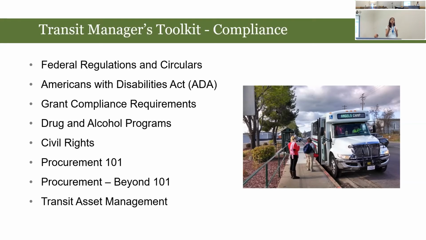So the procurement, if you were in the session yesterday about procurement, it has the thresholds. It breaks down what are the different procurement types, RFP or invitation for bid, things like that. When do you just need 3 quotes, stuff like that. And then talks more about the cost analysis in the Beyond 101. So it's really trying to break the information down for you. And then there's one on transit asset management.